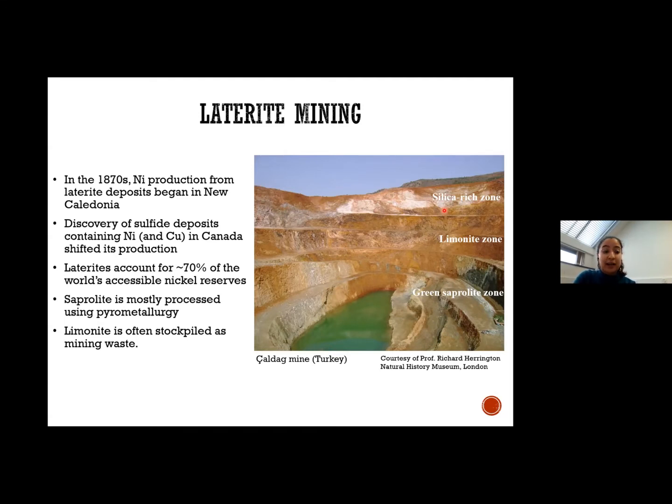Interesting to know that laterite accounts for around 70% of the world's accessible nickel reserves, but nickel production from laterites is about 42 to 46% nowadays. Saprolite is mostly processed using pyrometallurgy with the production of ferronickel. And while we do have hydrometallurgical techniques to process limonites, for example, the Caron process, the HPAL, the high pressure acid leaching, and heap leaching, the associated costs and engineering complexity means that the limonite layer of a laterite deposit is usually discarded as mining waste.